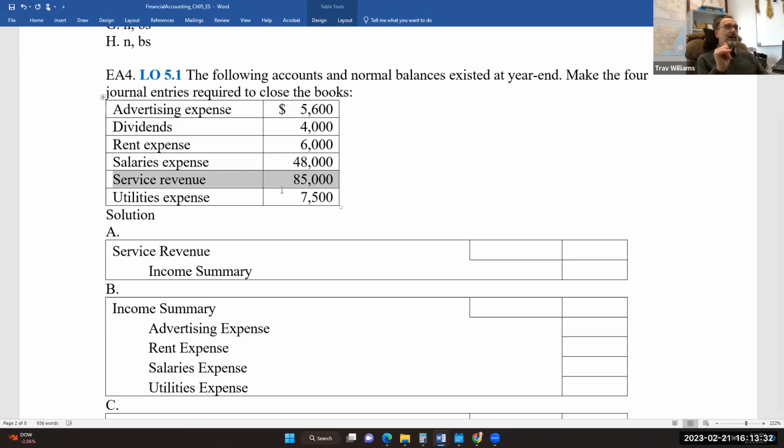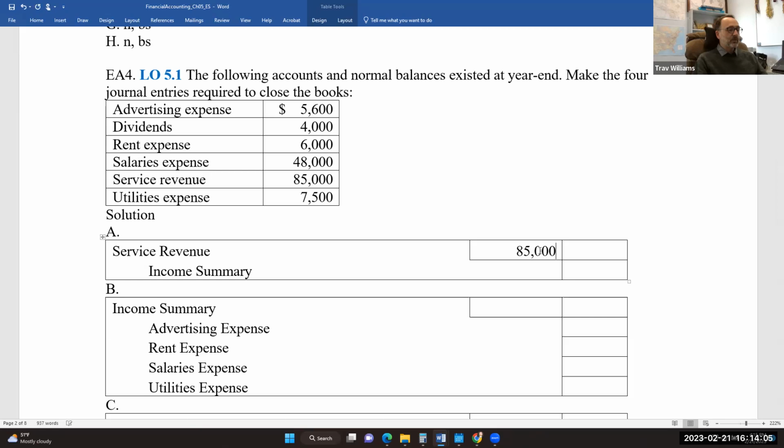Now, if you think about it, does revenue normally have a debit balance or credit balance? Well, it's not part of DEALS, right? Because DEALS is dividends, expenses, assets, and losses. And revenue is not any of those. So it increases on the credit side and normally has a credit balance. So to close out that $85,000 credit balance, we need an $85,000 debit to that account.